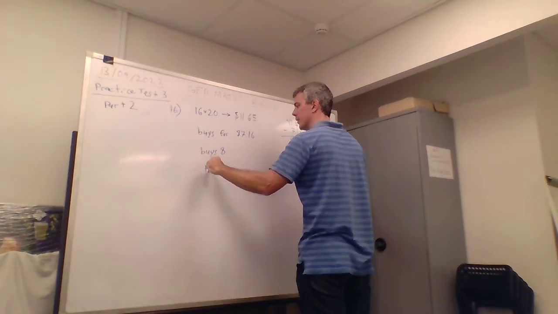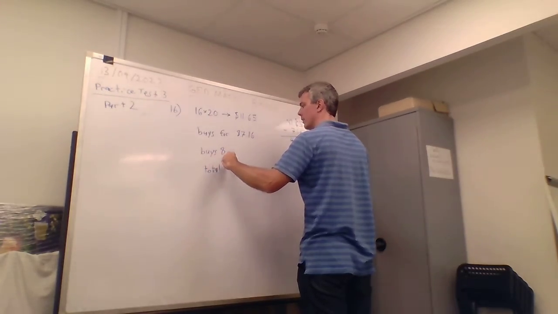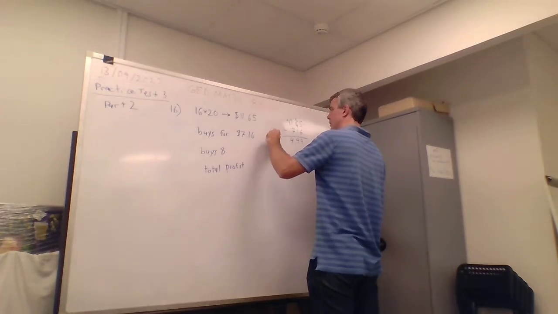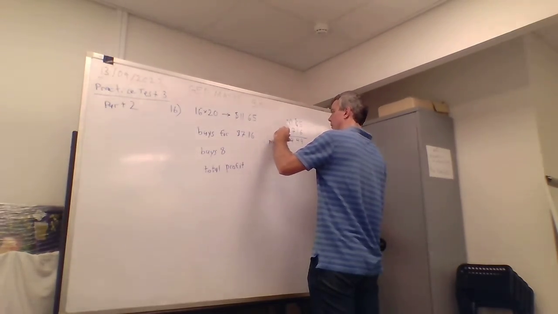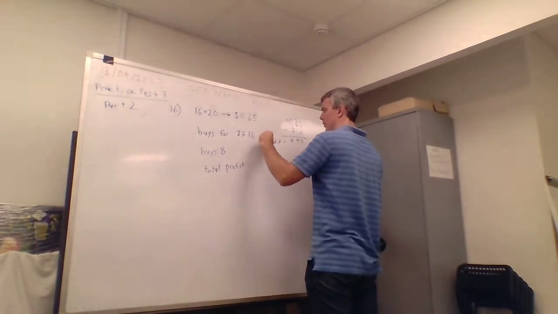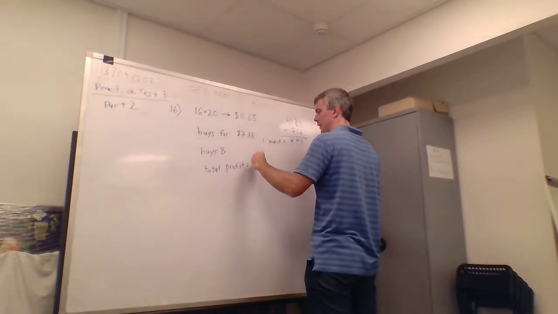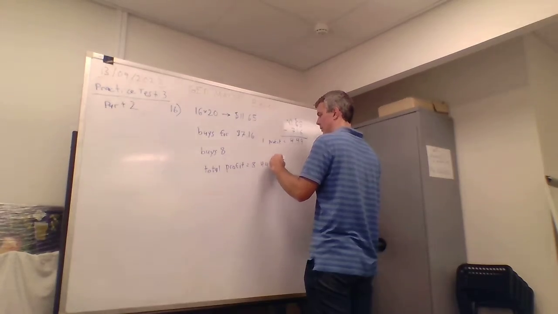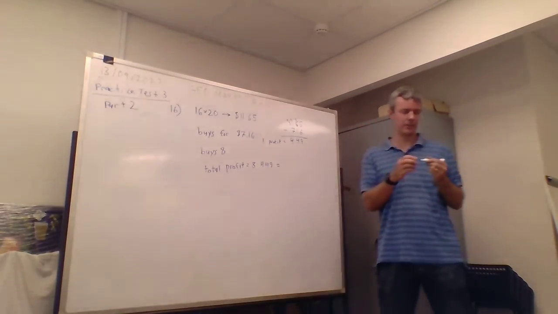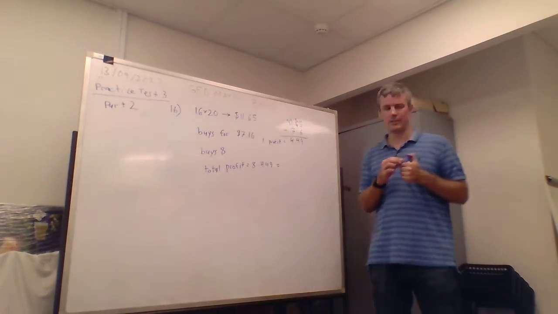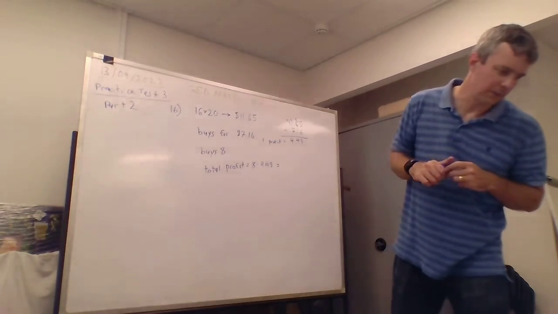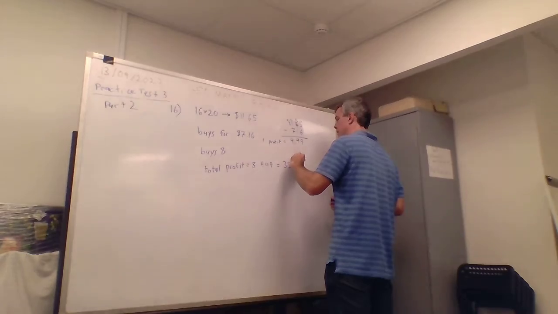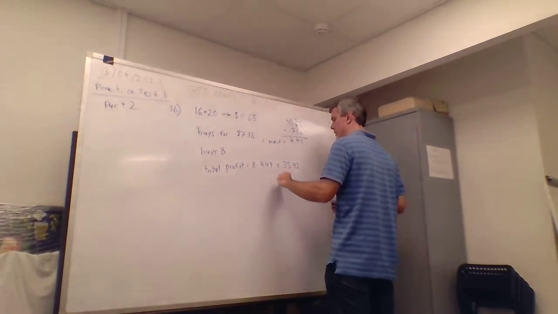So total profit equals 8 times 4.49, which equals what? Can you do it on your calculators? 35.92. Yes, 35.92. Okay, alright.